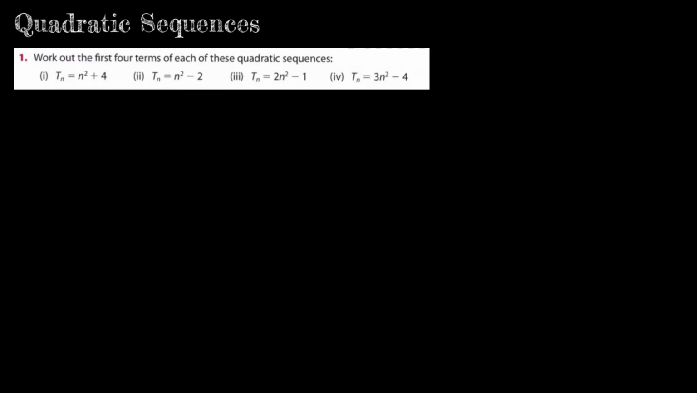Okay. So for question 1, t of n, they've given you the nth term. They've told you it's a quadratic sequence, but you should know it's a quadratic sequence because you can see the squares.